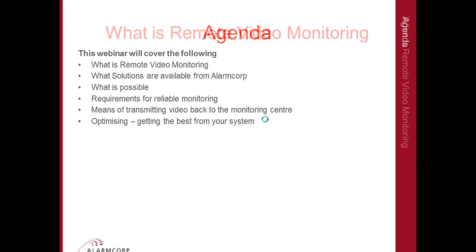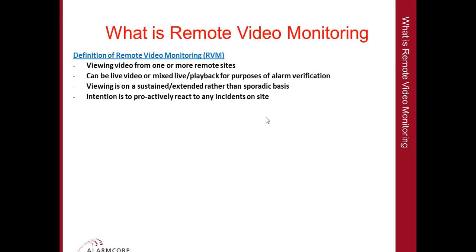Okay, what is remote video monitoring? For the purposes of this webinar, the definition of remote video monitoring, or RVM for short, is viewing video from one or more remote sites. Now, this can be live video or mixed live and playback video for the purposes of alarm verification. And the key thing is that viewing is on a sustained or extended basis rather than a sporadic basis, as in, oh geez, I think something might have happened this morning, let me go back and check the recorded video. So the intention behind remote video monitoring is to more proactively monitor and react to any incidents on site, whatever the site may be.